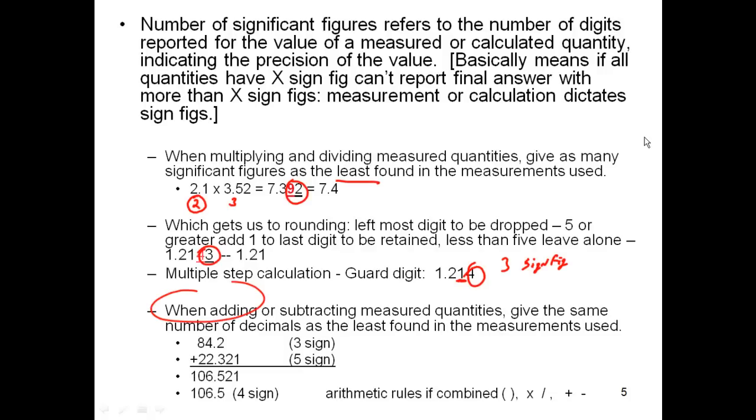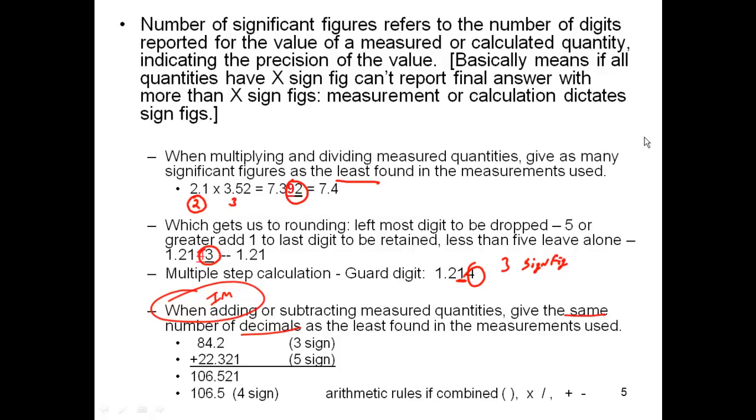This is the rule that's important that people tend to forget. When we add and subtract values, there's a different rule. It's not by the number of significant figures, it's by the decimal place. When adding or subtracting measured quantities, give the same number of decimal places as the least found in the measurement. So we care about that decimal place.